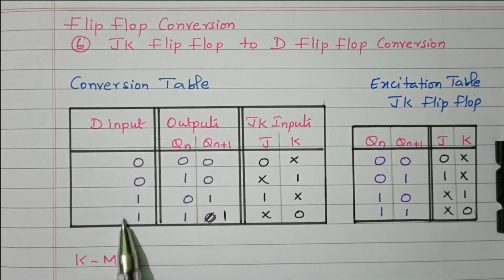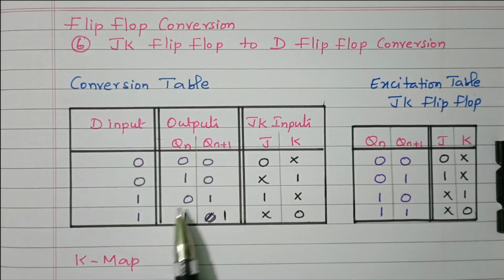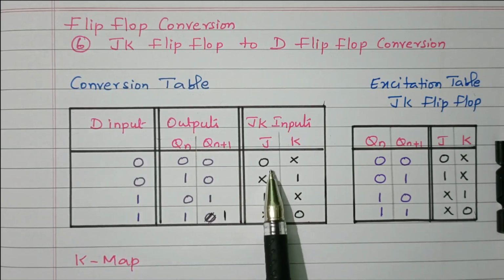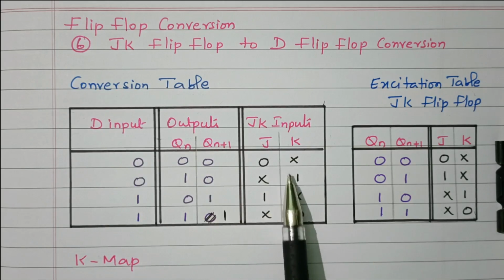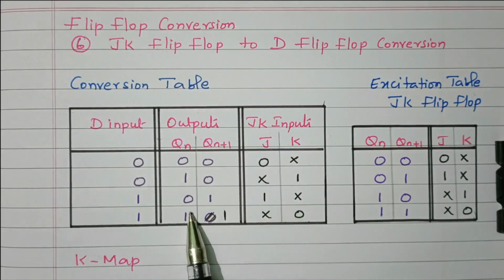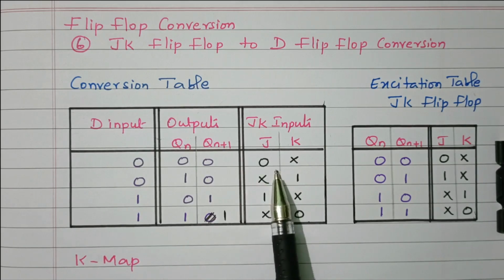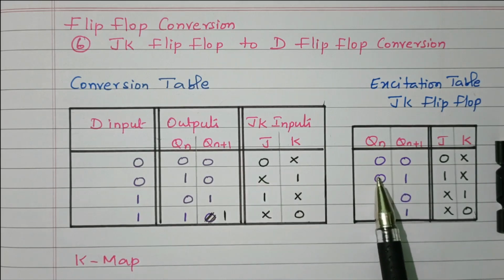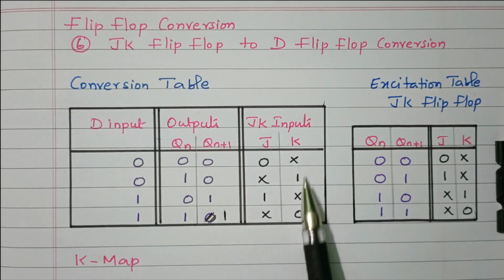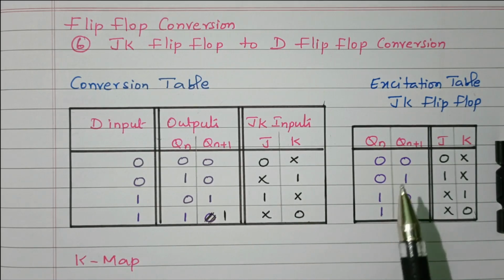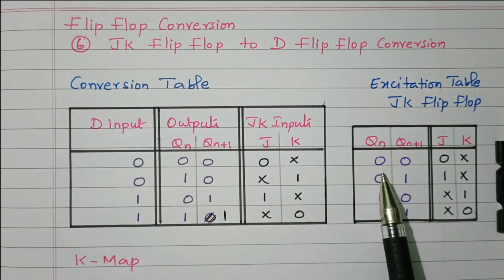Now we have discussed the D flip-flop nature. So based on this, we need to decide what input is given to the JK flip-flop, so that the JK flip-flop will be converted into a D flip-flop. Then how to find this? From the excitation table of JK flip-flop, we can fill these details. So what is the excitation table?